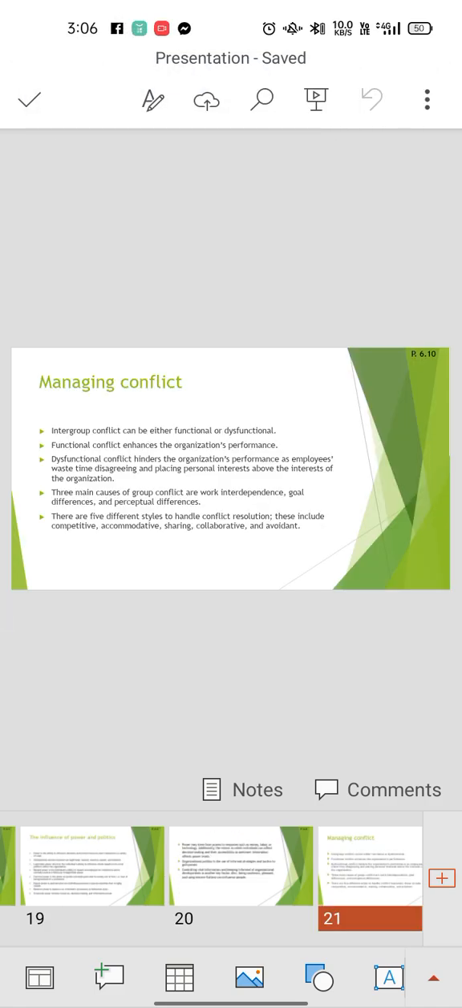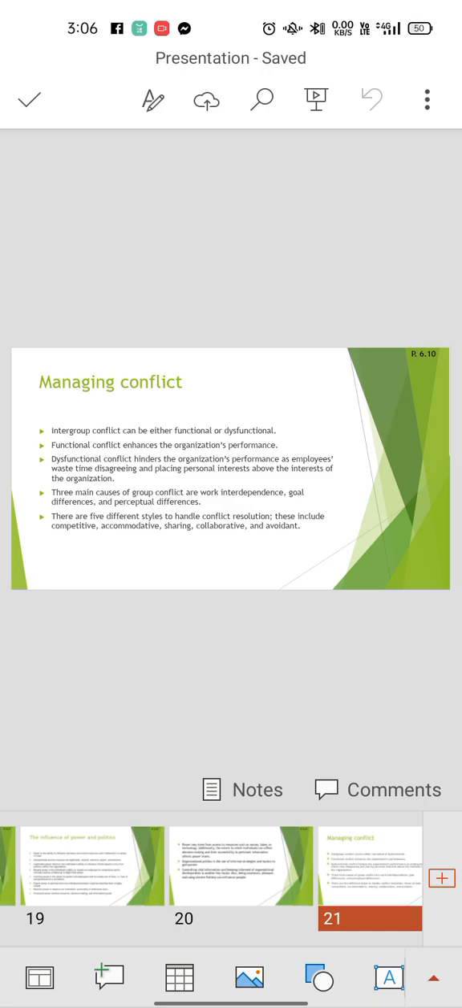Managing conflict. Intergroup conflict can be either functional or dysfunctional. Functional conflict enhances the organization's performance. Dysfunctional conflict hinders the organization's performance as employees waste time disagreeing and placing personal interests above the interests of the organization.